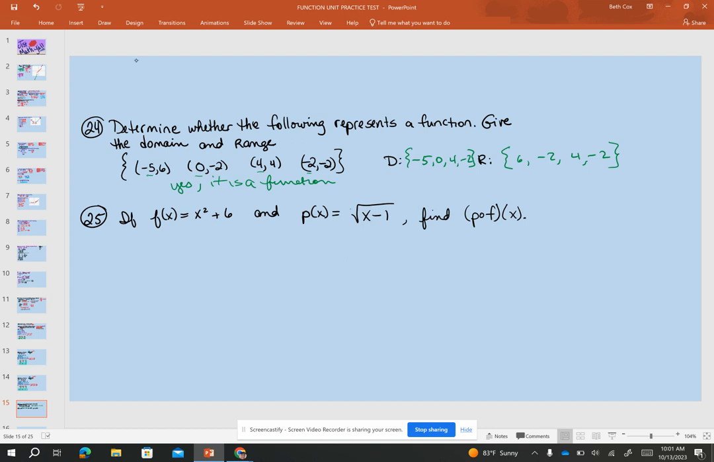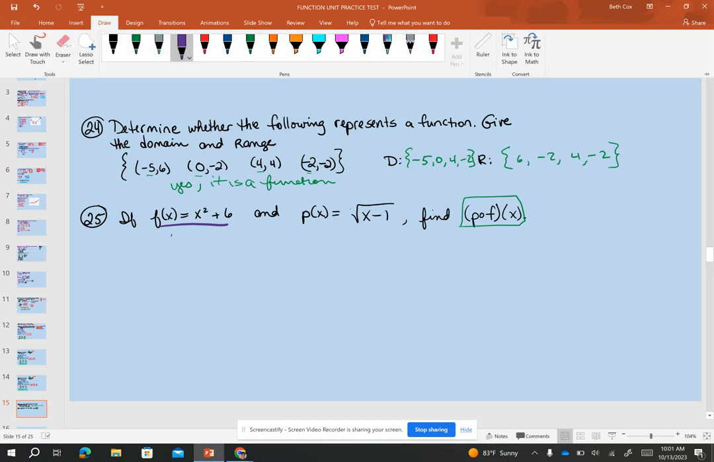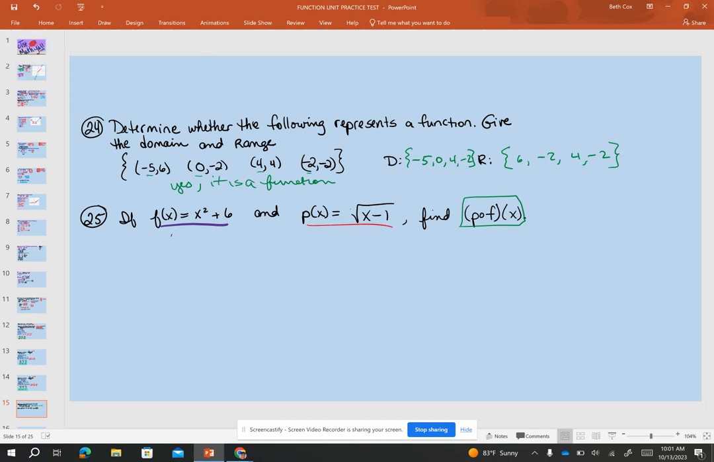All right, number 25, this is composition. That is composition of a function. This is where you take one function and plug it into the other. I'm going to do a little color coordinating here. This is going to be my purple function, and this one's going to be my red function. Now the first one that's written is the p, so that's the one I'm going to start with.